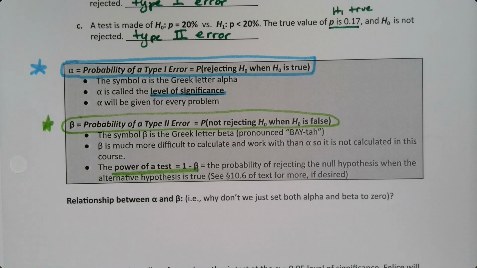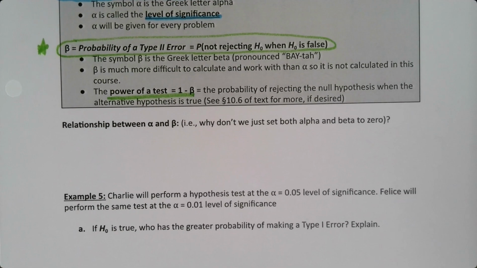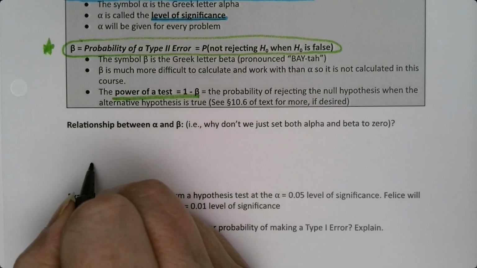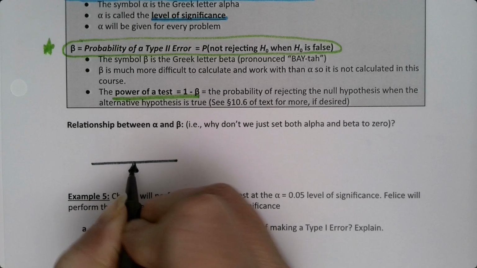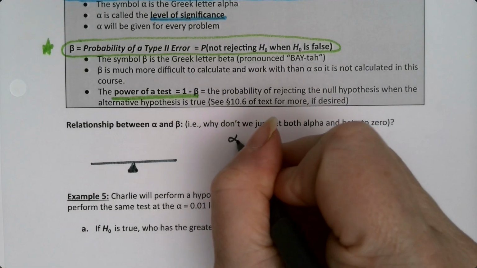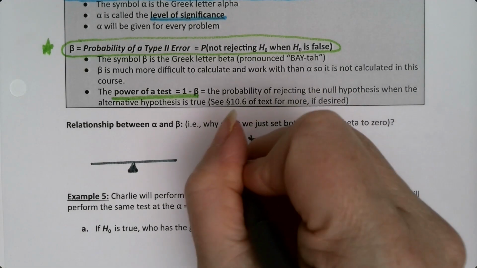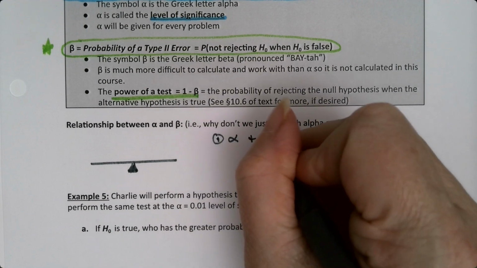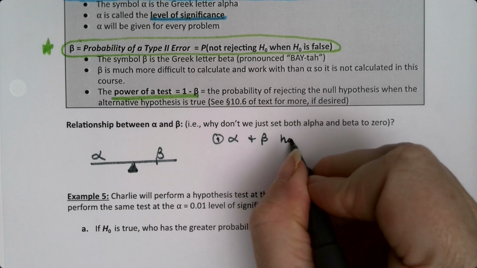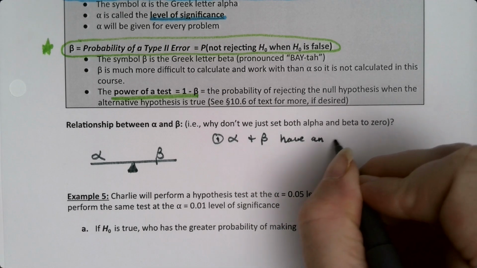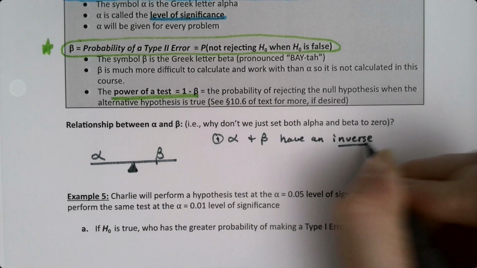Now, for our purposes, we want to think about alpha and beta in a relationship. What kind of relationship do they have? Well, they have an inverse relationship. So that's the first thing to note. Alpha and beta, so here's alpha, here's beta, have an inverse relationship.